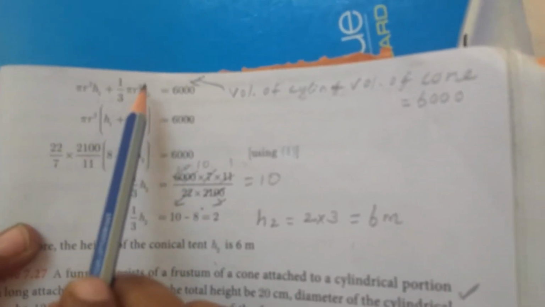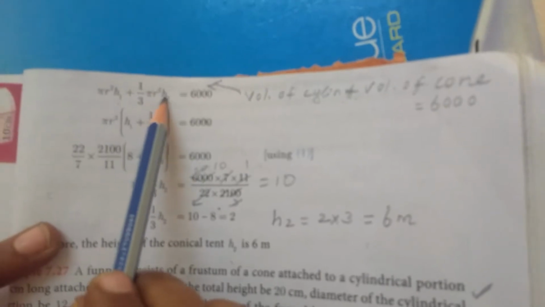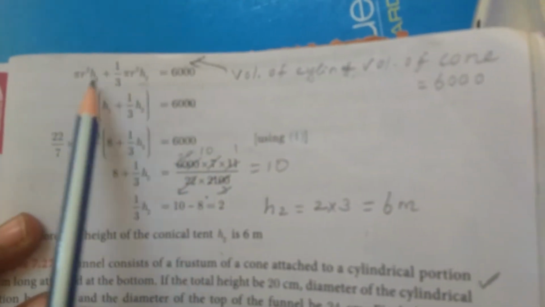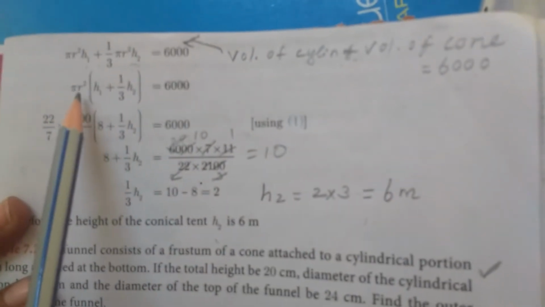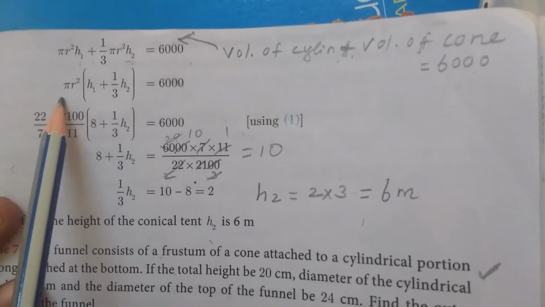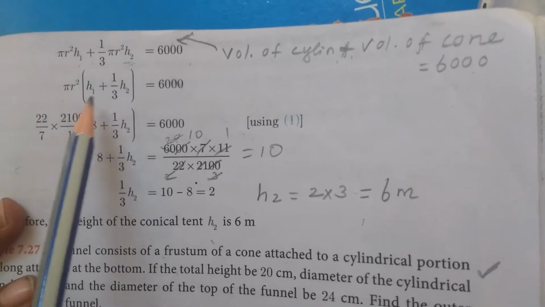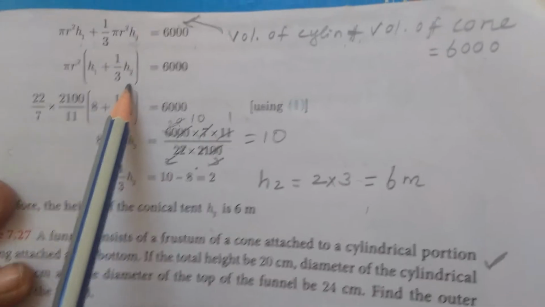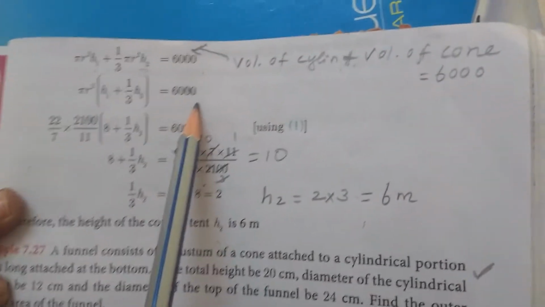h2 is the height of the cone. So we take this one as h2, and the volume equals 6000. Now in both terms pi and r squared are common, so I am taking pi and r squared outside. The remaining are h1 plus 1 by 3 h2, that is equal to 6000.